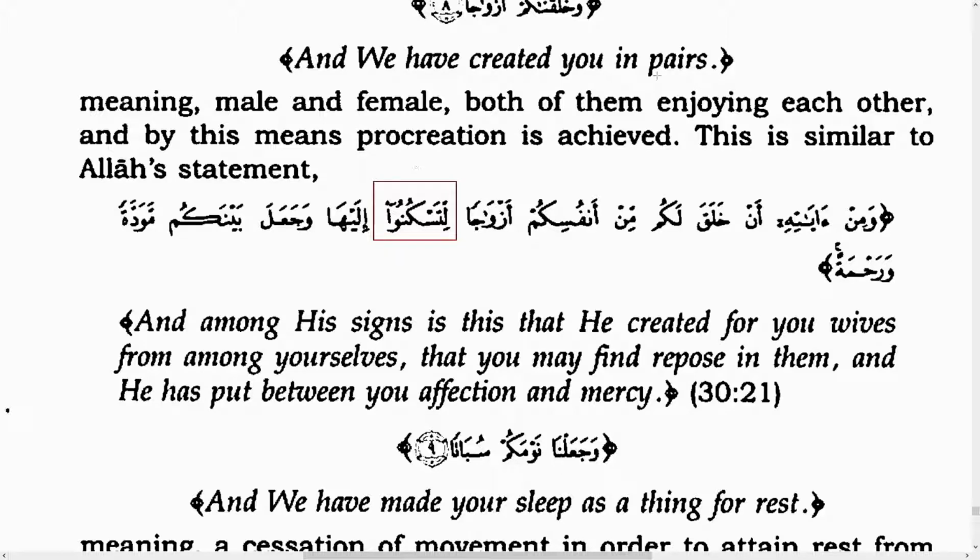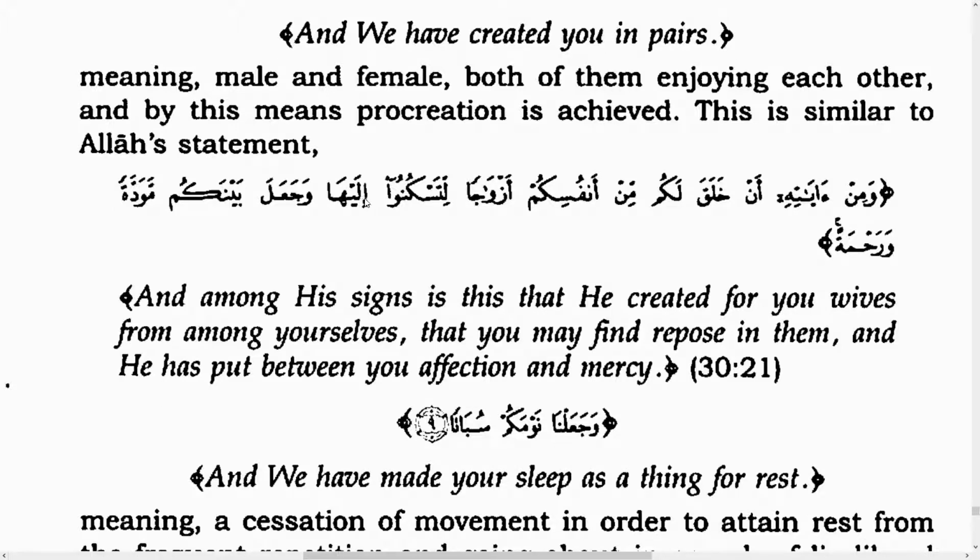litaskunu ilayha. But this is contradictory to what society tells us. There are a lot of jokes and things going on in marital life. Like people crack jokes and say that it's the worst thing ever. Don't get married and so on. But subhanAllah, Allah subhanahu wa ta'ala says the opposite. لِتَسْكُنُوا إِلَيْهَا. Getting married is the best way to find repose in it, to find peace.